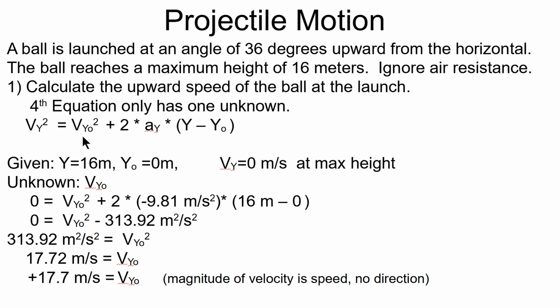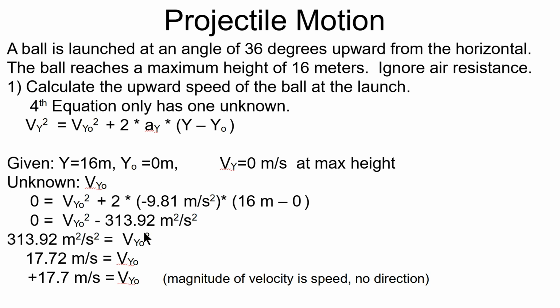Let's put in our data. 0 for the final y velocity, minus 9.81 for the acceleration, 16 meters for the final y position, 0 meters for the initial y position. And you might want to pause the video and try this on your calculator. But the 16 times minus 9.81 gives us 313.92 meters squared per second squared.